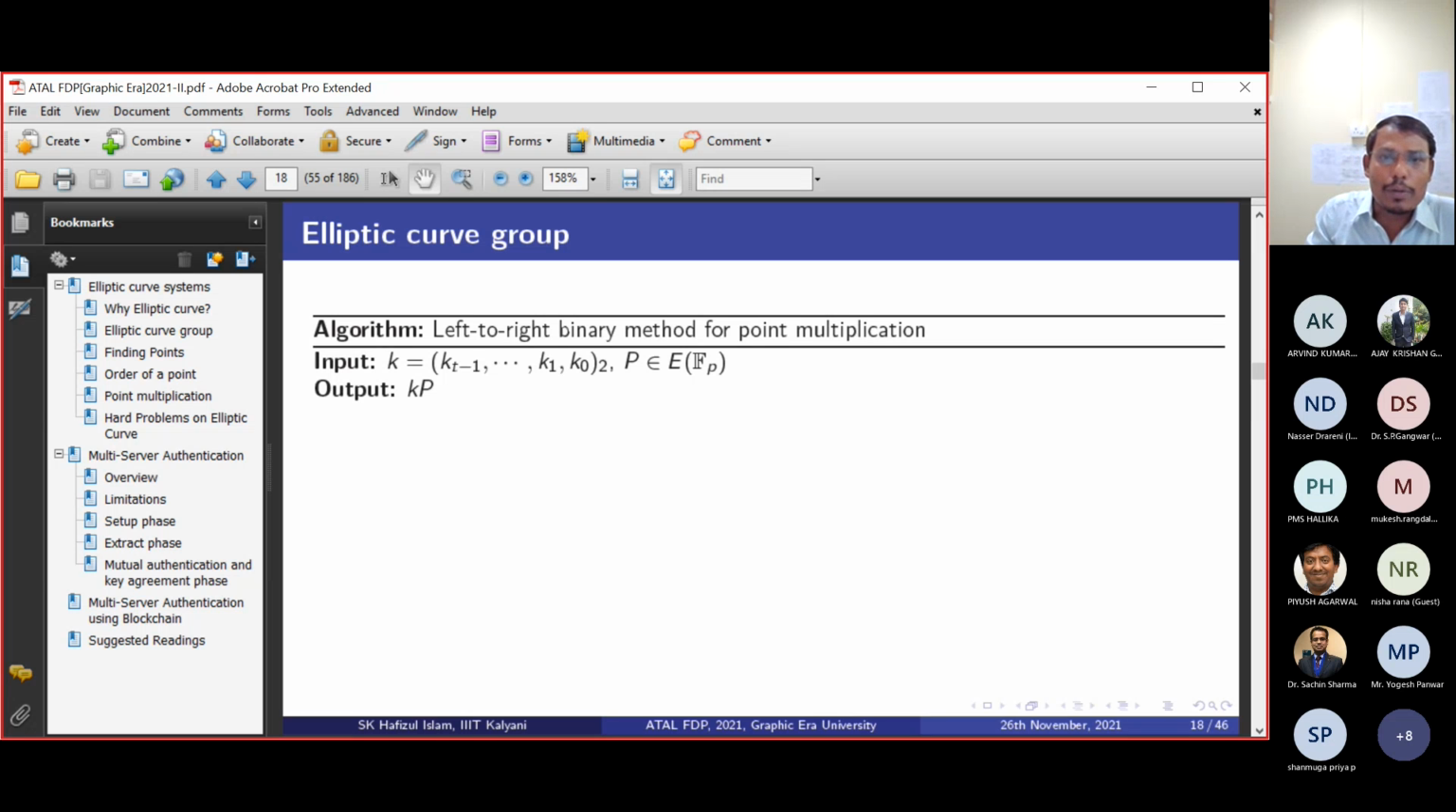So here you see, we will not perform the 15 addition operations. Instead, we will reduce the operations. Suppose we start with the most significant bit. If this bit is 1, we'll just perform the point doubling operation. If this is P, we perform P plus P, point doubling, so actually we are calculating 2P. If the next bit is 0, suppose this is Q, we'll perform only Q plus Q, that means 4P.